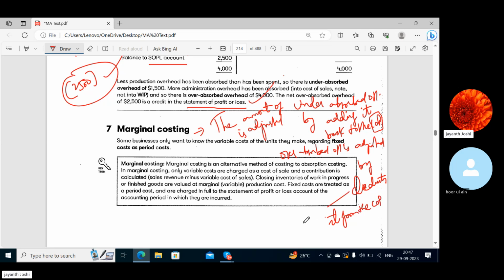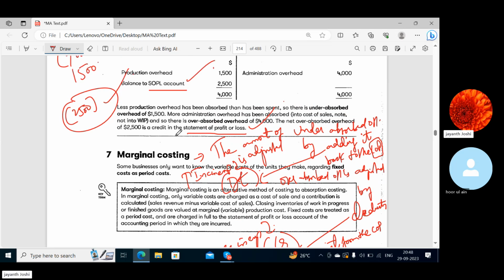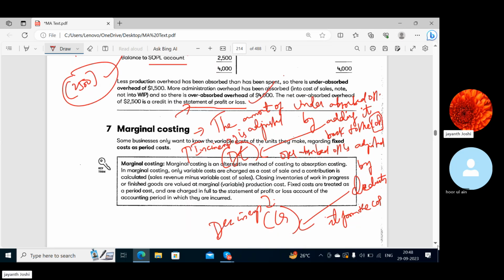So here deducting in the sense it is credit, adding in the sense to the expenditure it is debit. Increase in expense is debit and decrease in expense is credit. That's the reason why they are saying credit in the statement of profit or loss. It will decrease the expense. Okay, please make a note of this.